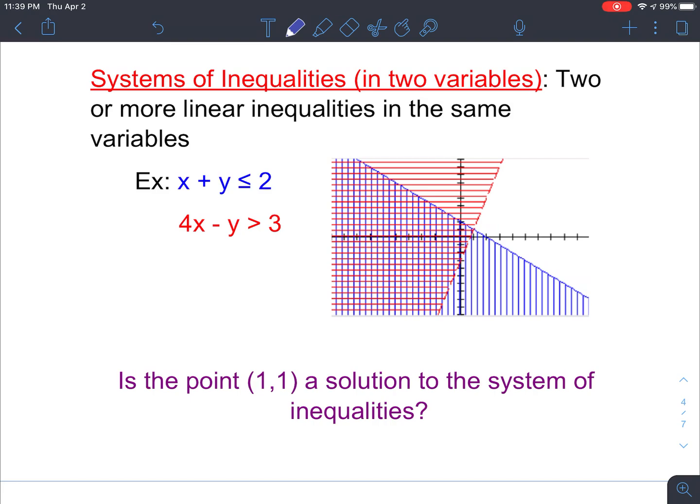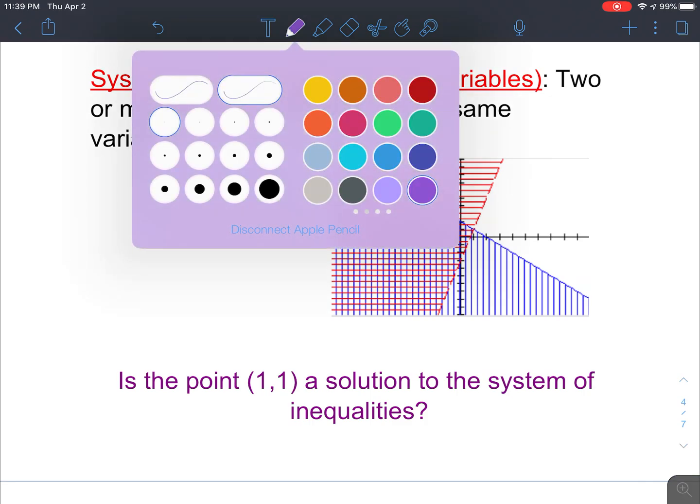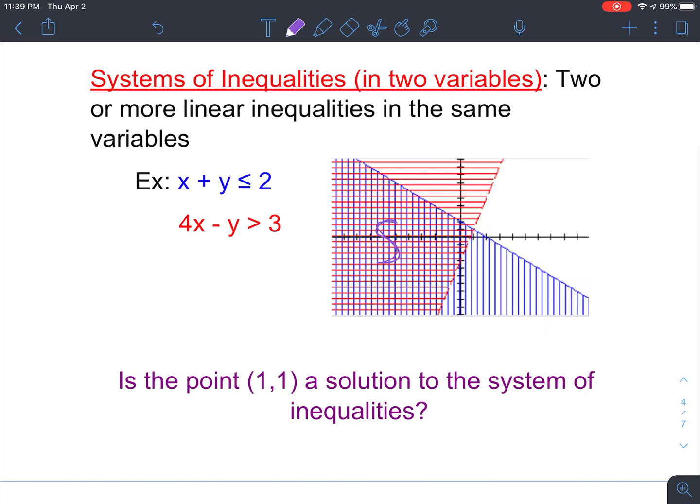So here we have another example right here. We have a blue equation, we have a red equation. Our solution set is anything in the double shaded area. So anything from here to here is a solution. We typically represent that by writing an S in our solution set, especially when it is not color-coded, like for a Regents question. So that's how we represent our answer.